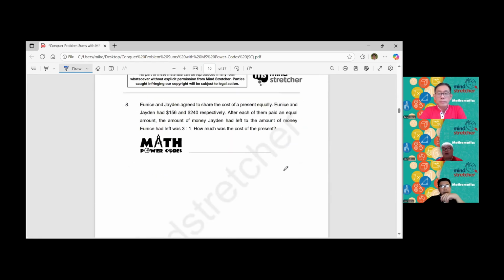Okay, let's look at question 8. Maybe can you type down what do you think is power code? Okay, unchanged difference. Yeah, a lot of you got it correct there. Now, unchanged difference. Okay, so this is the unchanged difference.